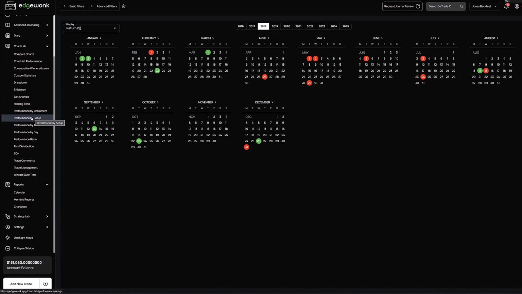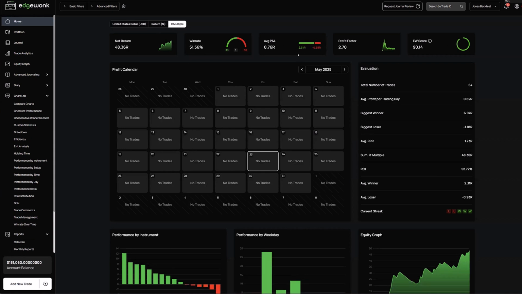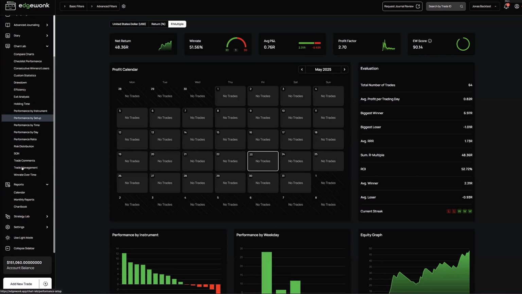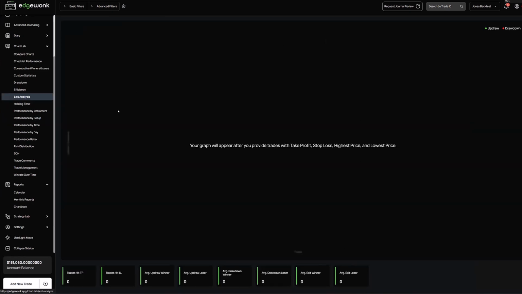One thing that we noticed is that obviously he is a swing trader. He is going for a 2-to-1 reward to risk ratio. So his average winning trade is 2.3. The average loss is roughly -1. Unfortunately, he doesn't have exit analysis.